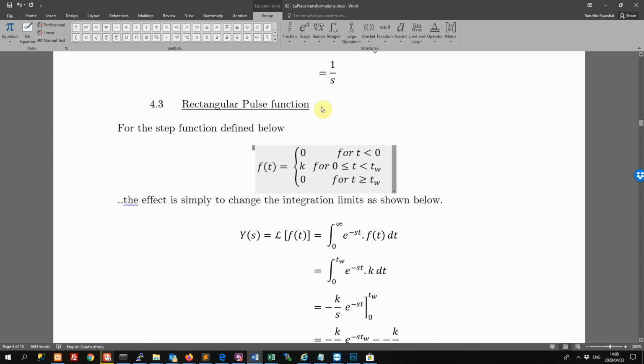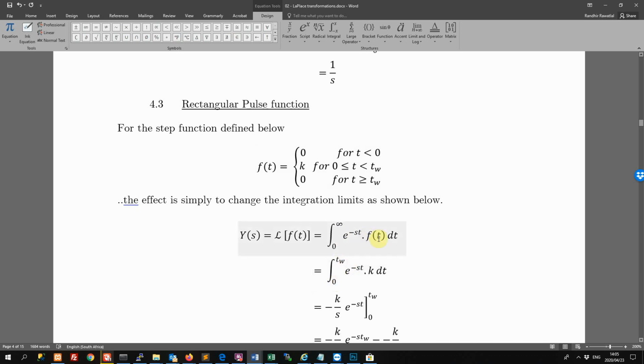Now, slightly more general than that case, the rectangular pulse function is 0 for t less than 0. It has a value of k for t from 0 to, but not including, tw, and then it's 0 after tw. So if you imagine this, I'm not going to draw it anywhere, but you can imagine it's 0 and then goes up to k and then comes back down to 0 after tw. So that's the function.